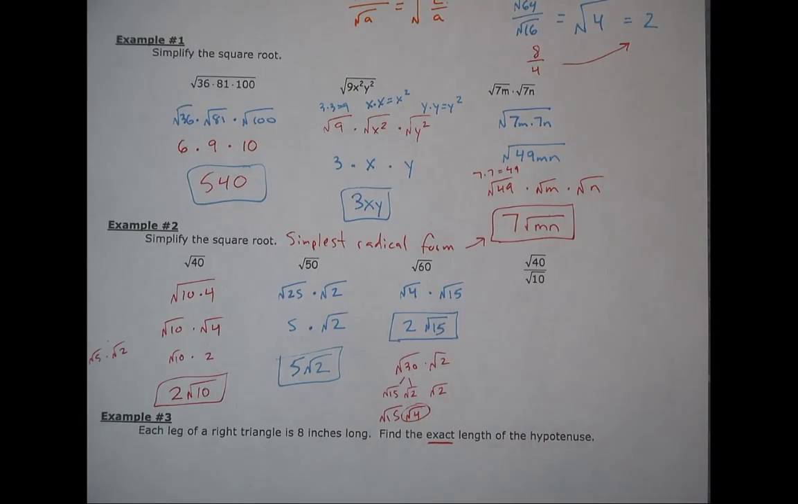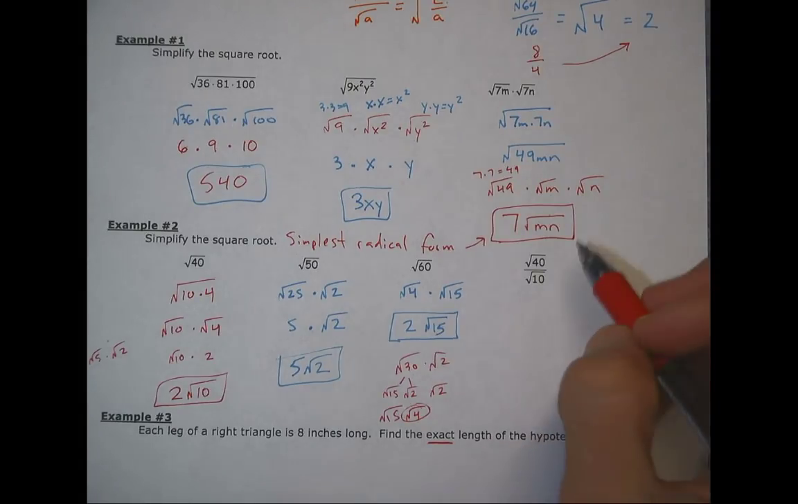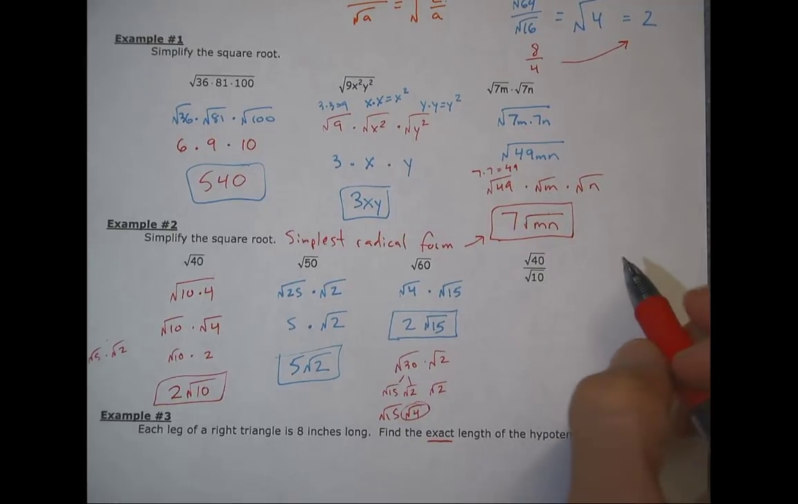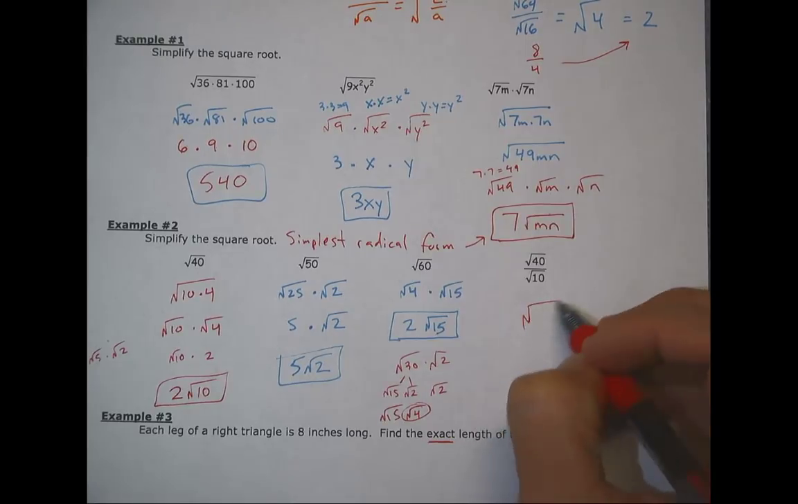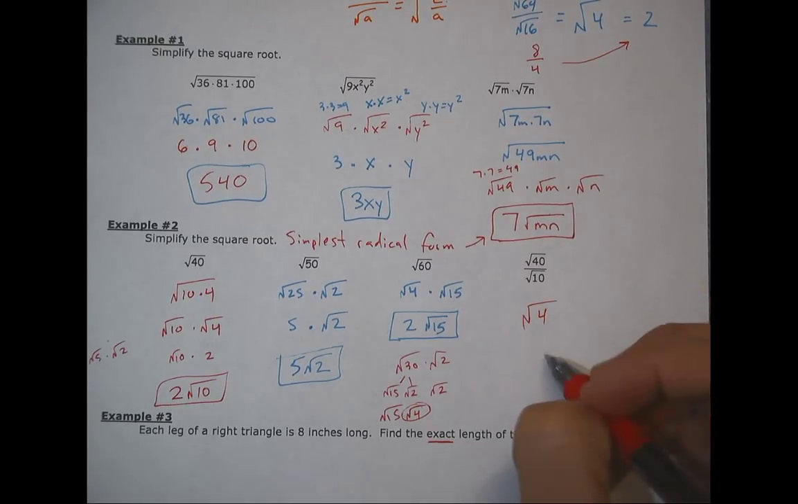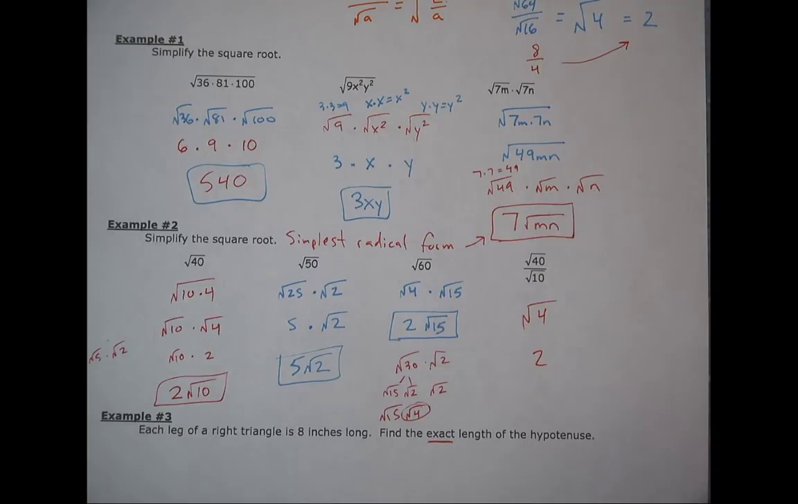All right, so here's the quotient rule. Square root of 40 divided by square root of 10. When you go ahead and you divide those, that comes out to the square root of 4, and that is 2. So that works out nice.